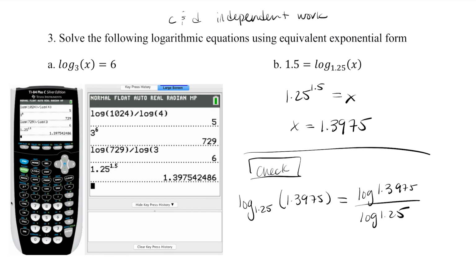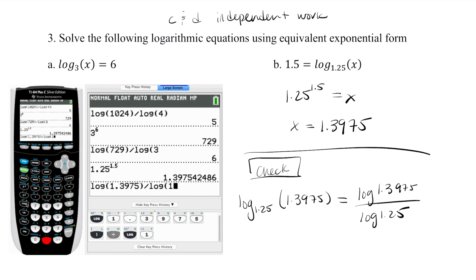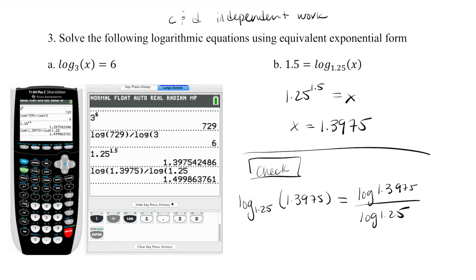I get log 1.3975 divided by log of 1.25. And we get about 1.49986. So that's actually really, really close. If I round that to, say, 3 decimal places or less, I'm going to get 1.5. So this is approximately 1.5, which checks out.